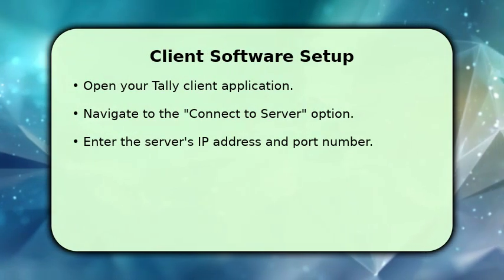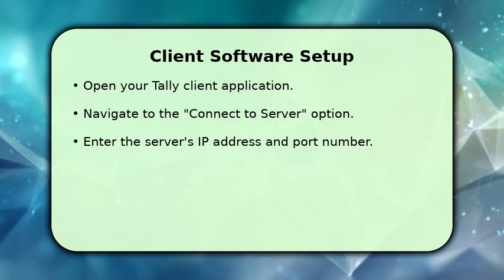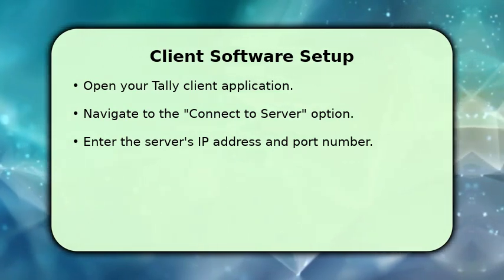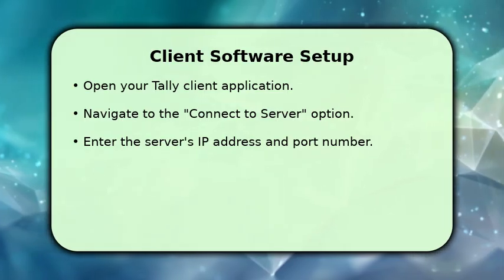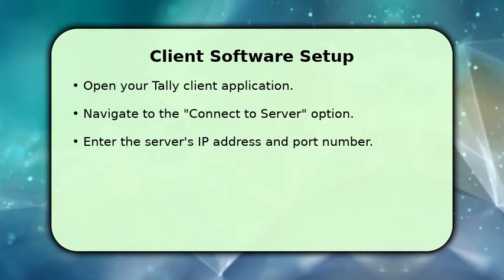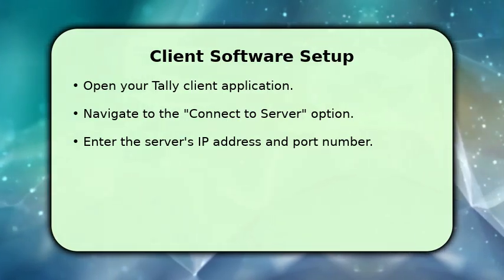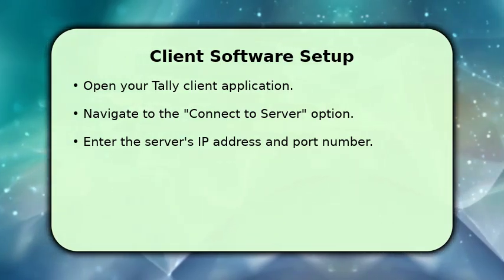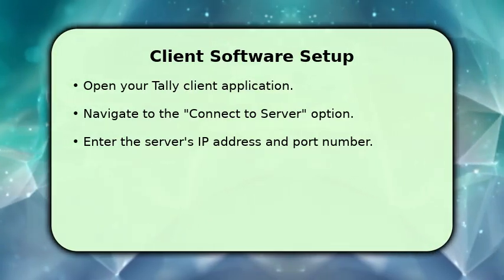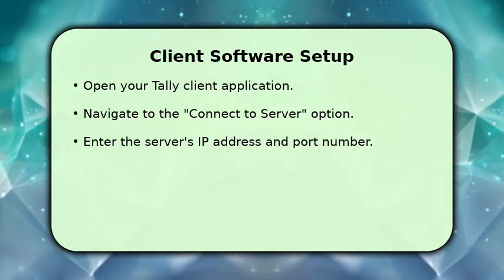Now, let's set up your client software. Launch your Tally client application on your workstation. Within the application, find the option to connect to server or similar network settings. Here, you will input the server's static IP address and the designated port number, such as 9000. After entering these details, save your configuration and initiate the connection attempt, aiming for a smooth and immediate link.